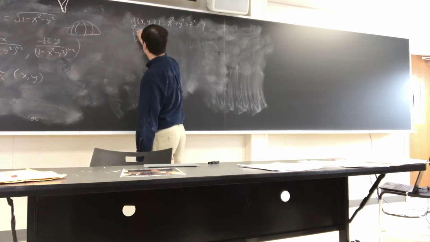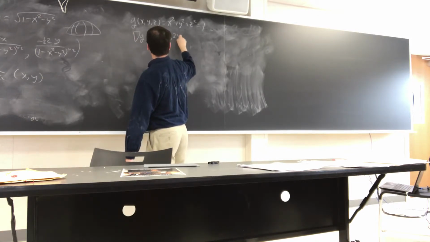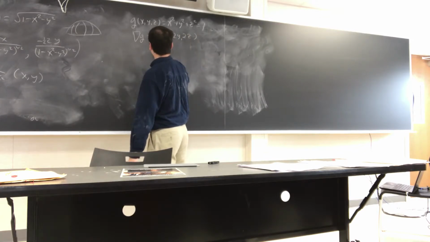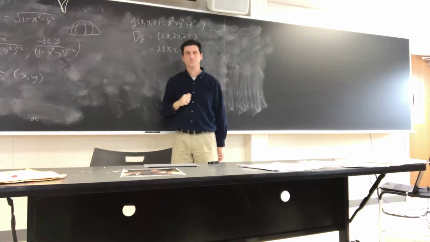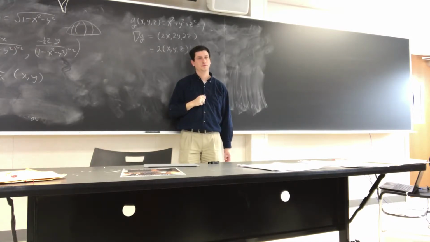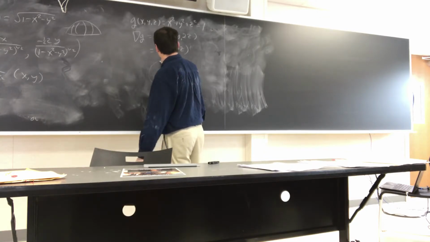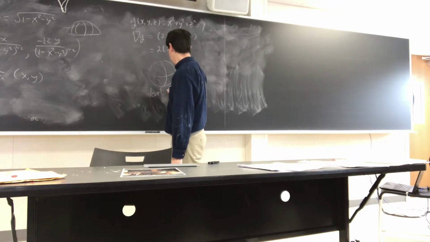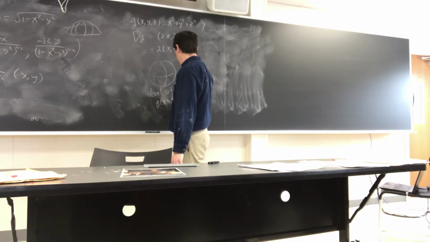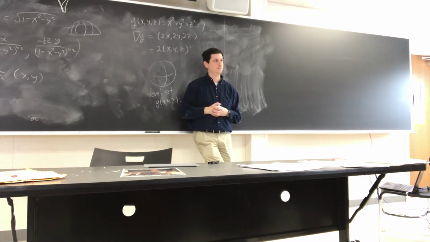Now if I take the gradient of g, this is going to be 2x, 2y, 2z, or just 2 times x, y, z. So if you think about what's going on now, here is a plot in 3-dimensional space of the level set g of x, y, z equals 1. It's the set of all points that evaluate to 1 under g.